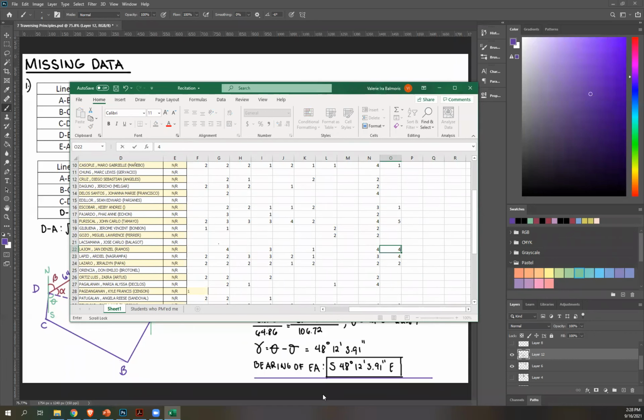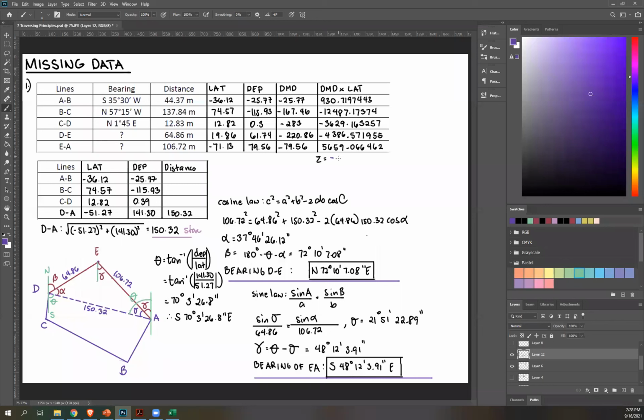That's negative 13913.12275. And then to get the area, that's just 1/2 absolute value of the summation of your DMD times latitude. Okay, so what's our final answer? Rounded off to 2 decimal places.